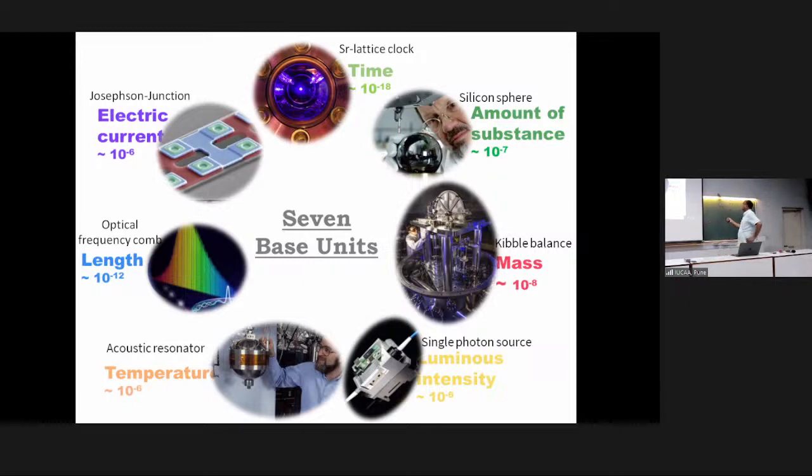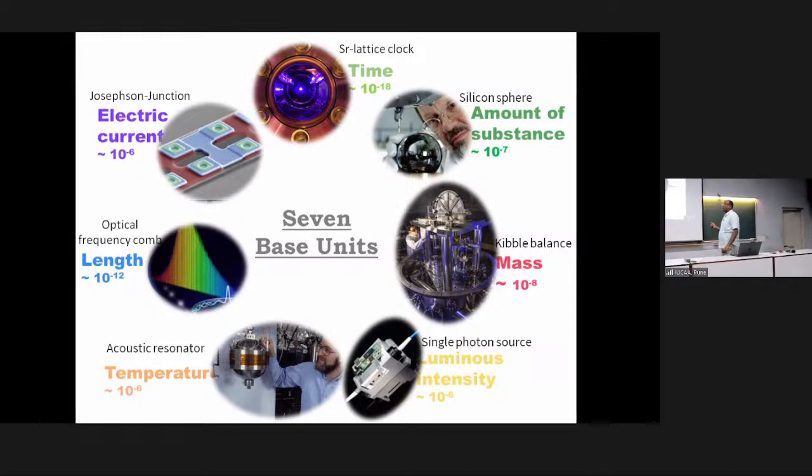Okay, so the amount of substance is based on a silicon sphere. This is a silicon sphere, just a ball of this size. Within that ball, the number of silicon atoms is exactly counted. So you know, it's like X, X, Y, Y, Y, Z, Z, Z, some number which is exactly counted on that sphere. Now you know the silicon mass, so you can say, okay, this is my 1 mole or something like that. Yeah, this is based on the silicon sphere.